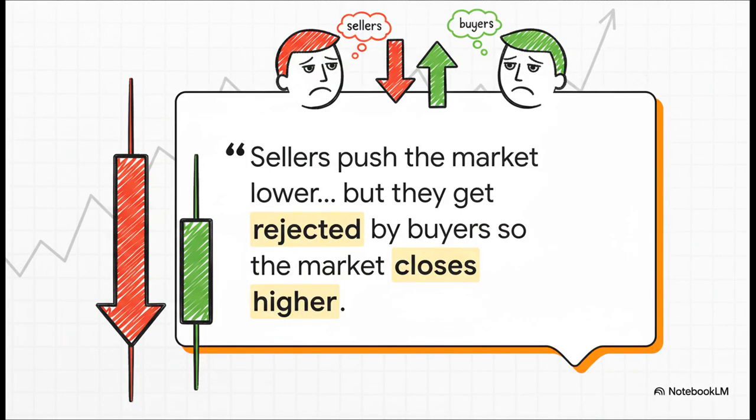So here's the play-by-play of what happened. The sellers tried to tank the price. They pushed it way, way down. But then, out of nowhere, the buyers stormed in with incredible force. They said no way, rejected that low price, and drove it all the way back up. It's a huge sign of a strong price floor and a potential reversal to the upside.